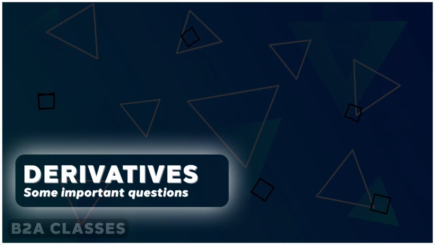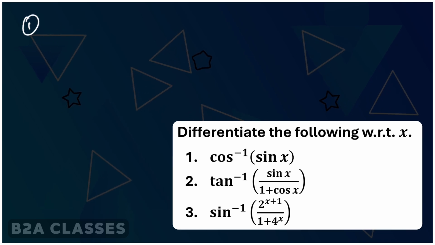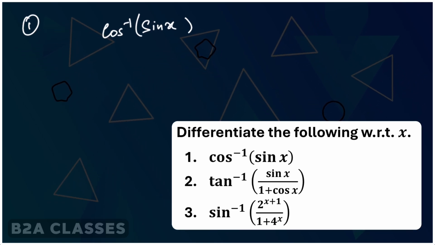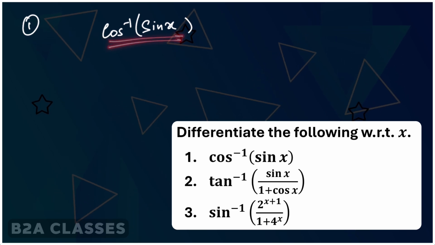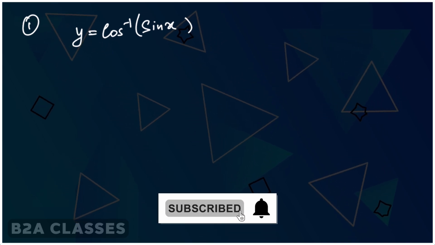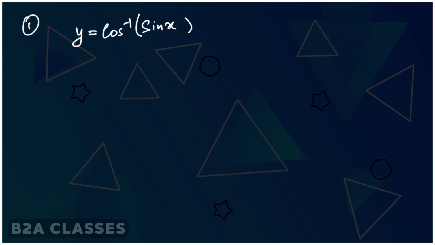In this video, we will solve these questions. And the first question is cos inverse sin x. We have to differentiate this function. So let's represent the function with y. So y equal to cos inverse sin x. So we have two formulas. Using that, we can solve this problem.